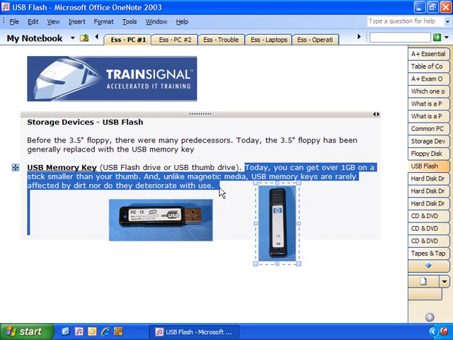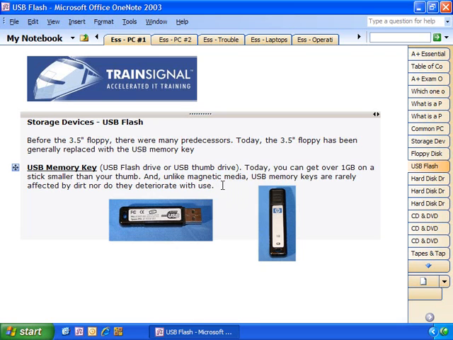And unlike magnetic media, USB memory keys are rarely affected by dirt, nor do they deteriorate with use. So this USB memory key actually is my memory key, and I had it in my pocket, and it went through the washer and the dryer. And after that, my 1 gig memory key still worked fine, and it still works to this day. Interesting story, but it shows you just how rugged and reliable these USB memory keys are. I mean, you could not do that with a floppy disk at all.